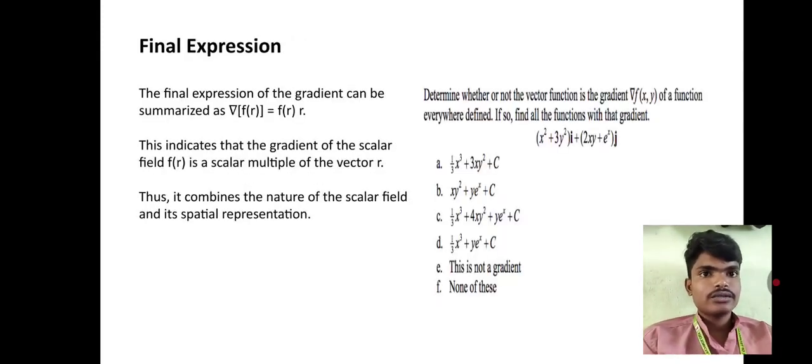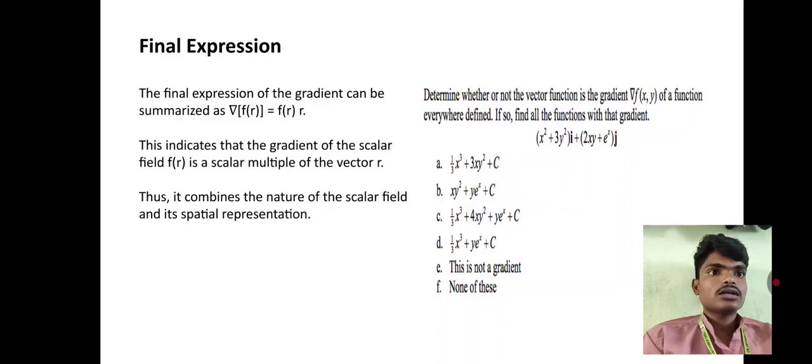Final expression. The final expression of the gradient can be summarized as del f of r. This indicates that the gradient of the scalar field f of r is a scalar multiple of the vector r. That is, it combines the nature of the scalar field and its spatial representation.